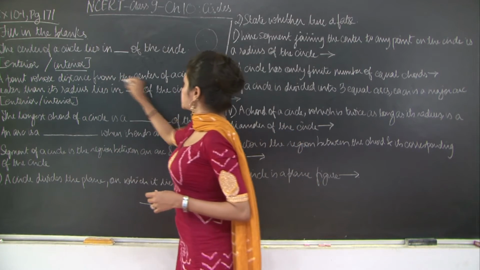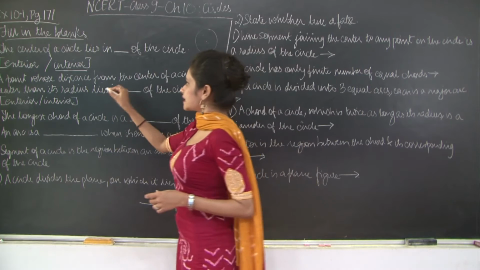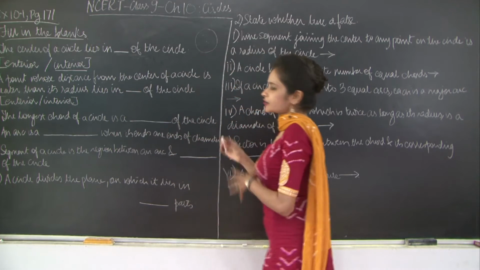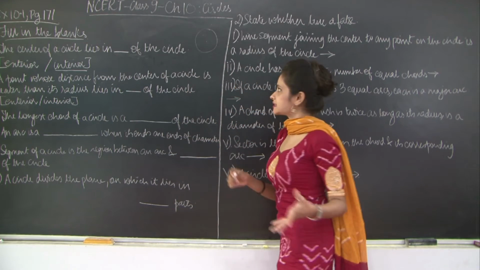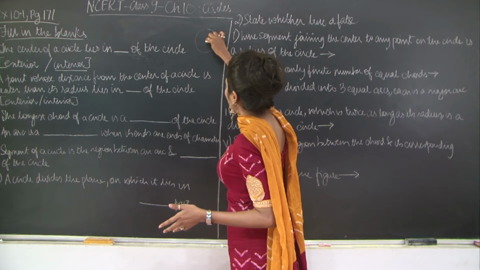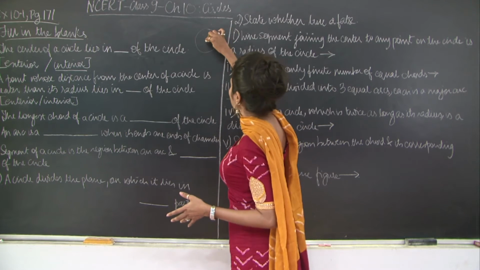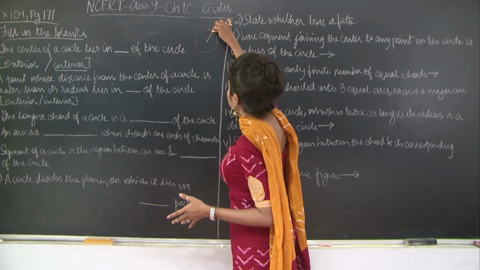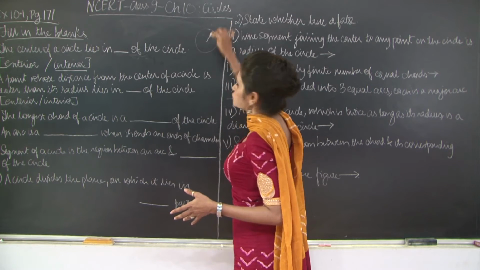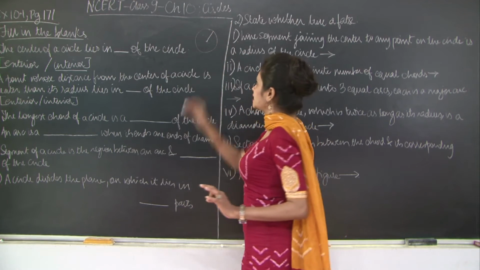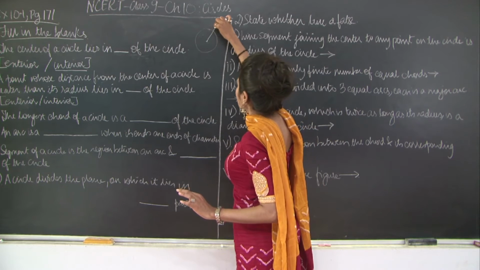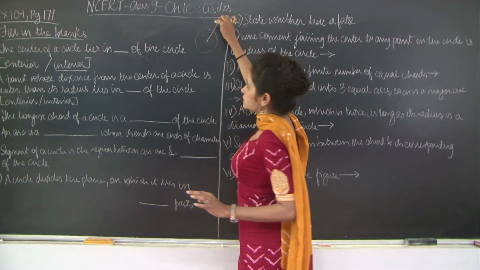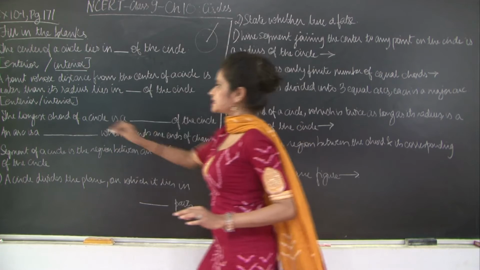The point whose distance from the center of the circle is greater than its radius lies in the dash of the circle. Is it interior or exterior? The length from the center of the circle to a point on its circumference is known as the radius. So if I take a length that is greater than the radius, this point is going to lie in the exterior of the circle.